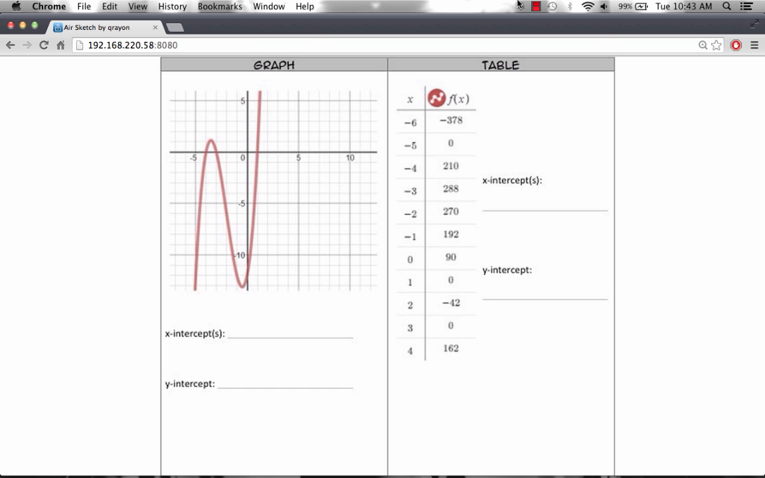By the end of this video, you should be able to identify key features of a function given a table, graph, and/or equation.